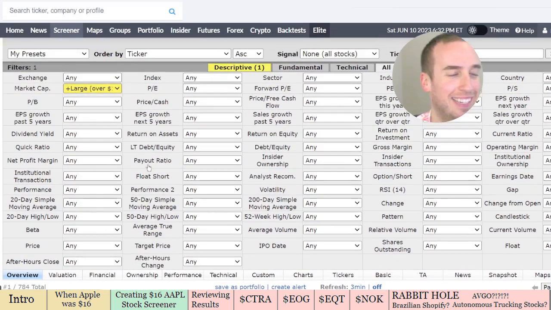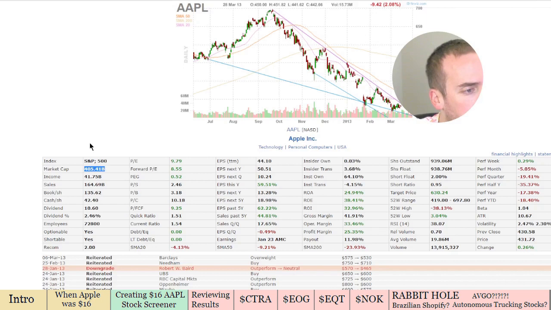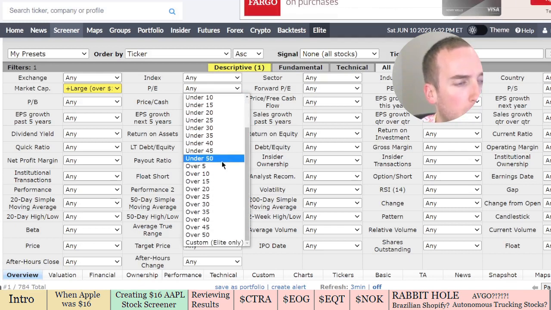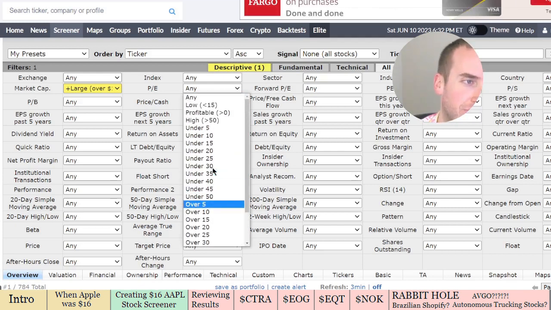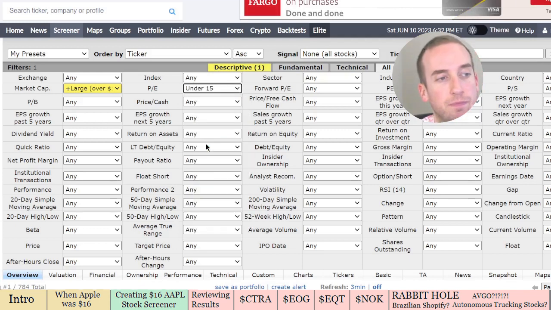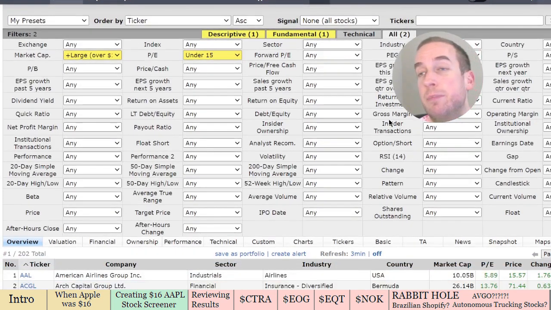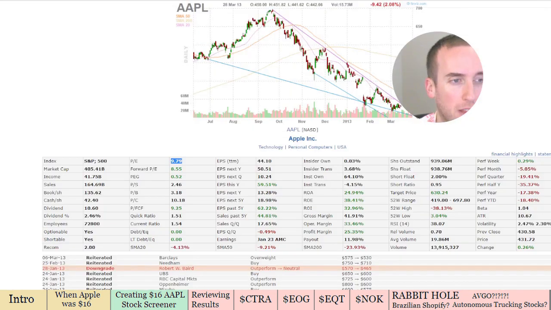There's Apple. All right, let's go back and look here. We can see that Apple did pay a dividend. We're not going to select that just yet. Let's look at price to earnings. So price to earnings at 9.79. So if we go here and we go to PE, we want to go to under 15. All right, we went from 784 to 202.